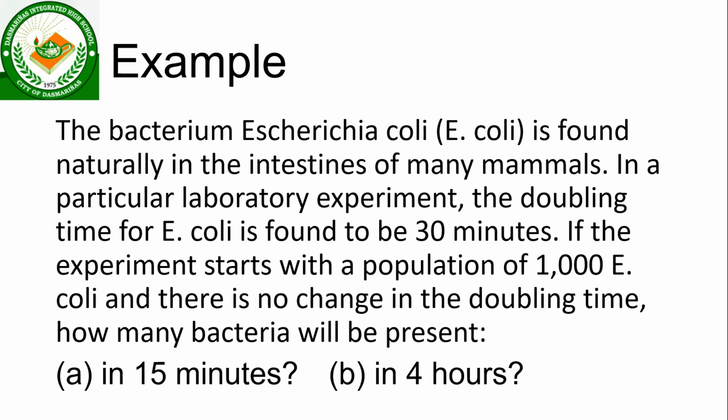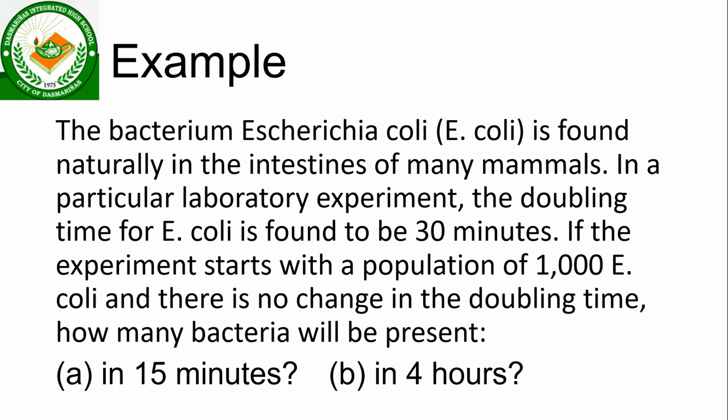So for our first example, we have the bacterium Escherichia coli, in other words E. coli, which is found naturally in the intestines of many mammals. In a particular laboratory experiment, the doubling time for E. coli is found to be 30 minutes. Now, if the experiment starts with a population of 1,000 E. coli and there is no change in the doubling time, the question here is how many bacteria will be present in 15 minutes and in 4 hours.